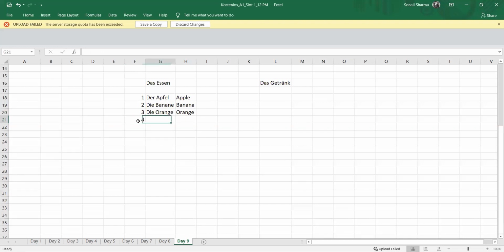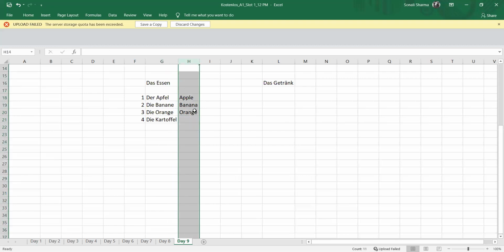Next is die Kartoffel. Kartoffel is potato, aloo. Die Kartoffel. That means potato.